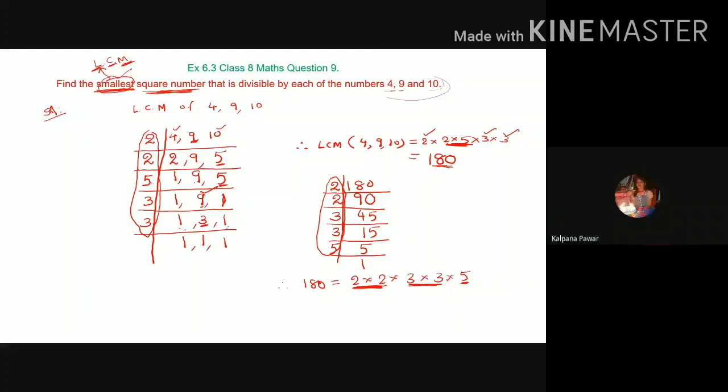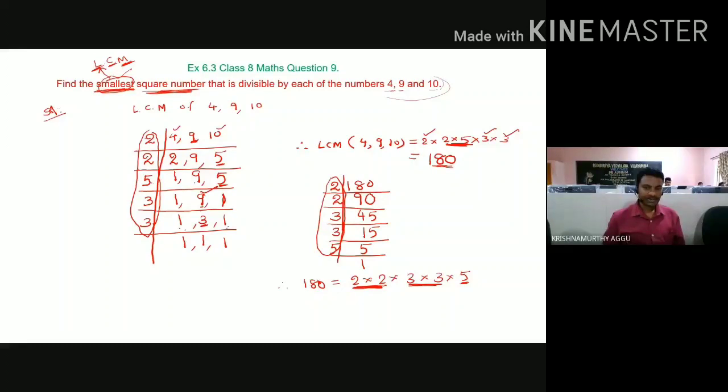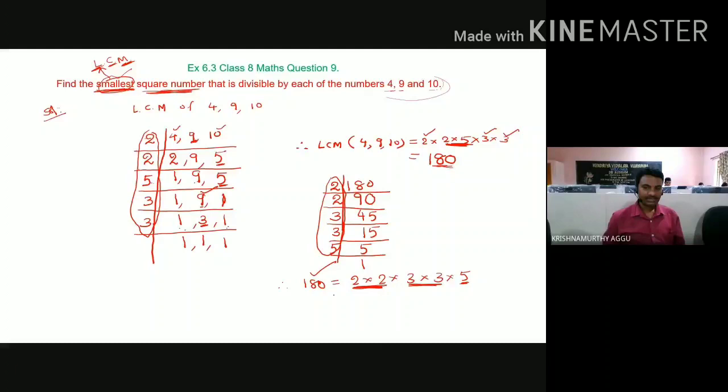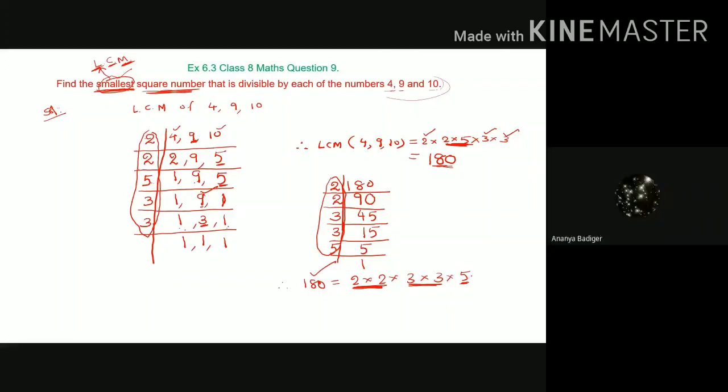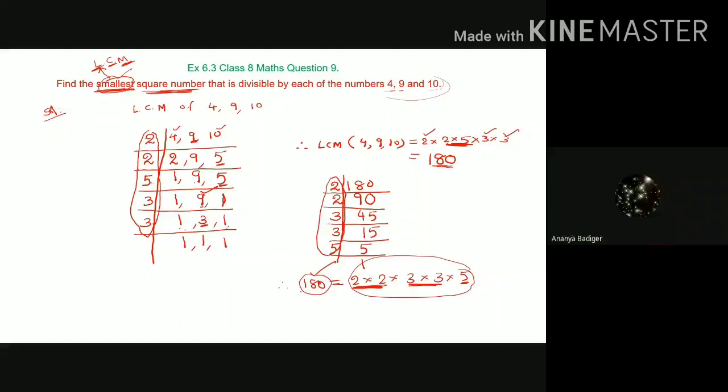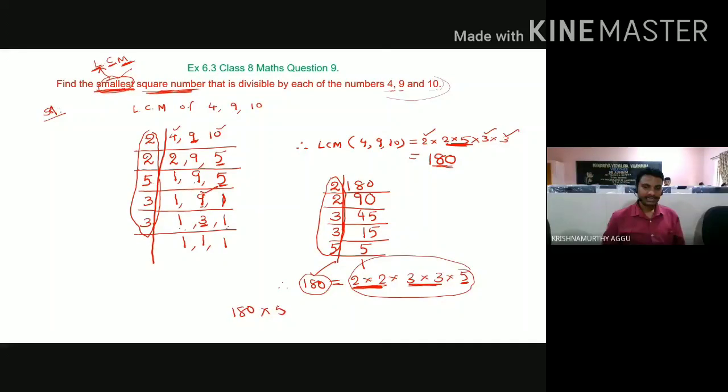Yes, sir. That's why it is not a perfect square number. To make this 180 a perfect square number, you need to multiply with 5. If you are multiplying with 5 here, because of the equality sign, the other side also has to be multiplied by 5. So 180 is to be multiplied with 5.